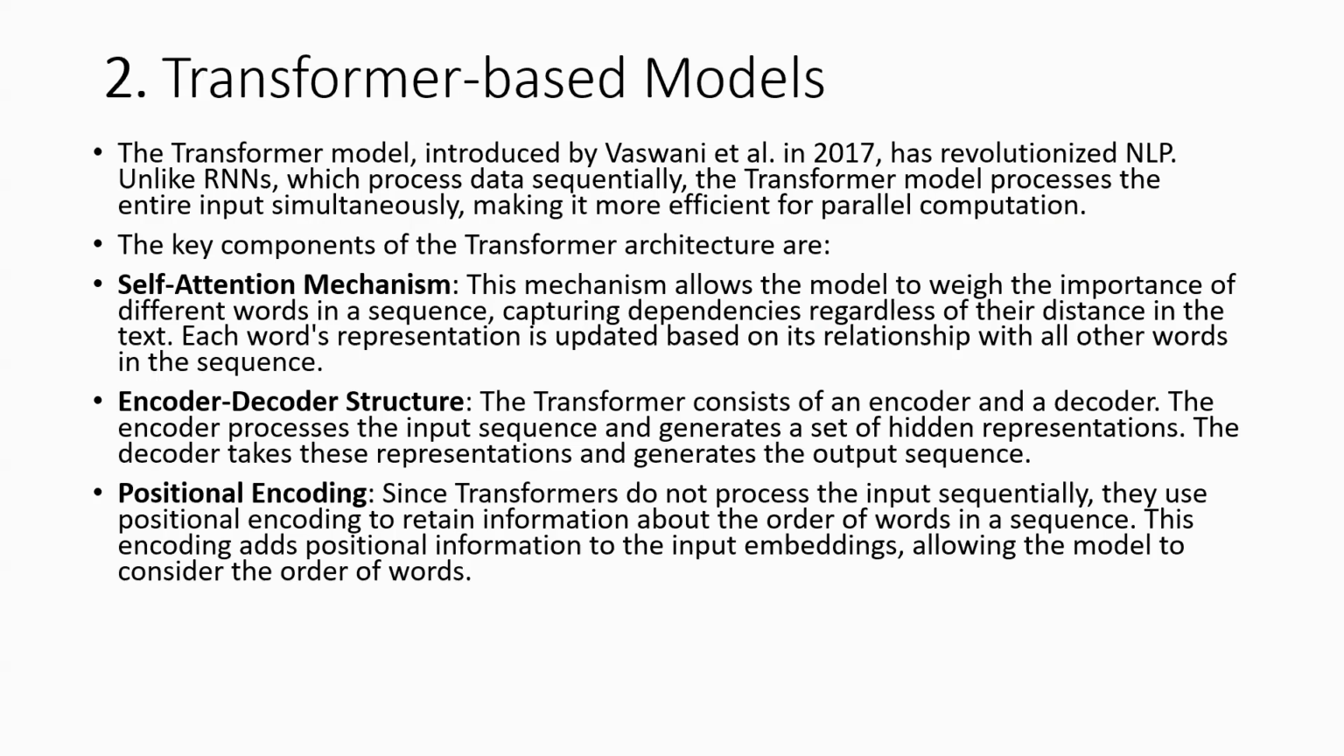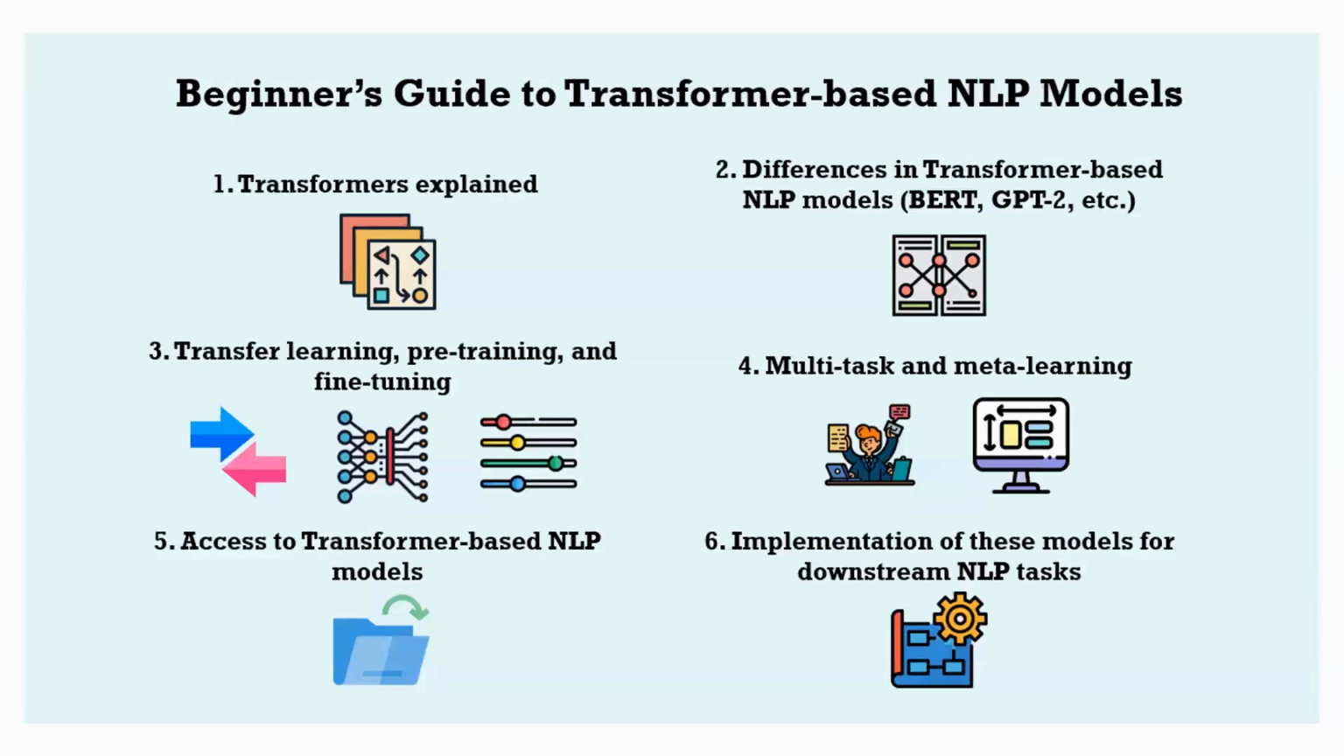Examples of transformer-based models: BERT, which is one type of language model, stands for Bidirectional Encoder Representations from Transformers and is good at understanding context. GPT, Generative Pre-trained Transformer, is good at generating fluent text. Other models we use include T5, RoBERTa, and XLNet. We use transformer learning, pre-training and fine-tuning. This is a beginner's guide to transformer-based NLP models, right?